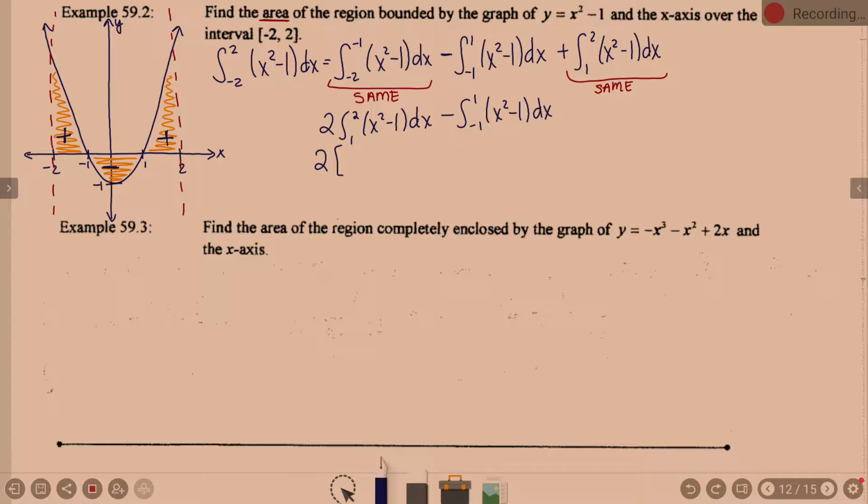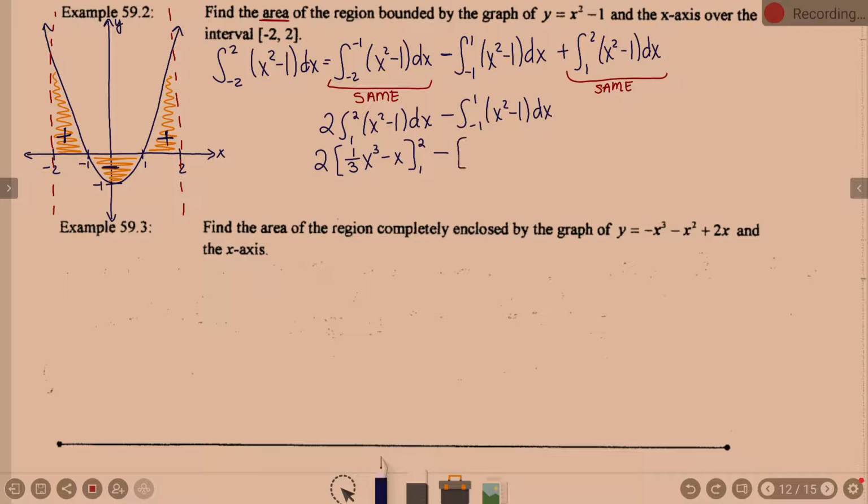The integral of x squared, 1/3 x to the third, or you can say x to the third divided by 3 if that's your preference. Minus the integral of 1, which would be 1x, evaluated from 1 to 2.